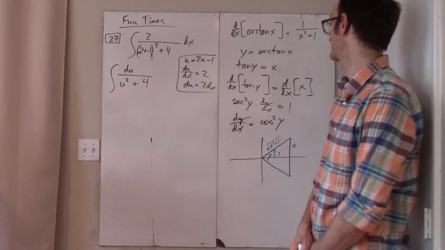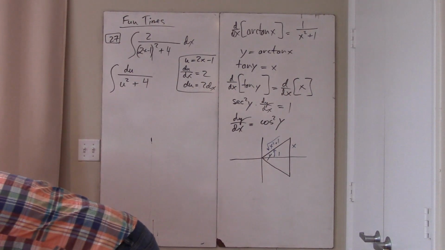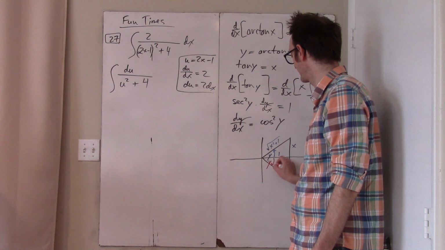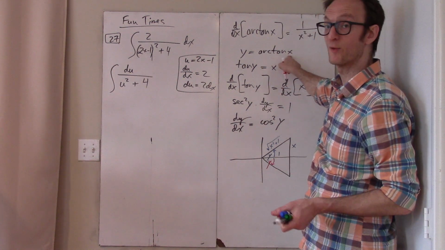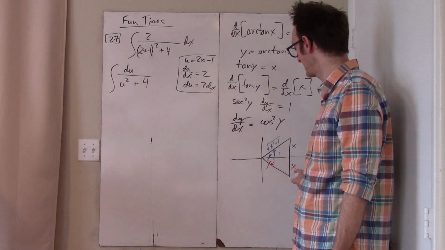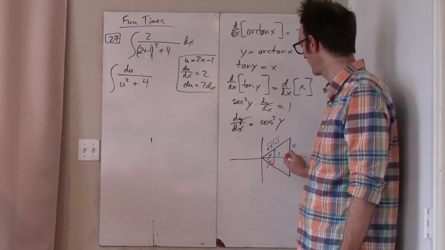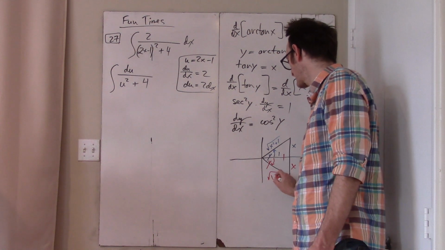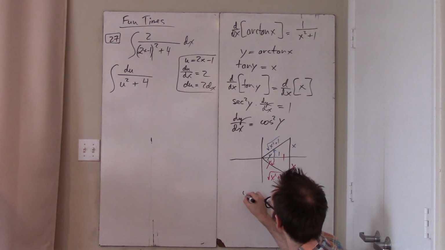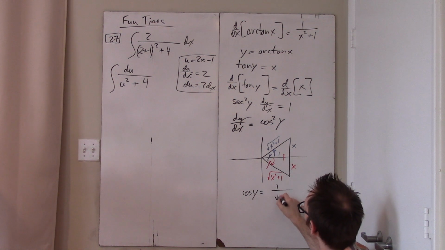That's if x is positive, but if x is negative, I'll switch colors, although it might not be apparent from the video. If instead x is negative, then the arctan of something negative will be a fourth quadrant negative angle, so I label that negative. And it's still true that the tan of this angle is x over 1, and it's still true that this is root x squared plus 1. So in both cases, I see that the cosine of y, cosine of the arctan, so to speak, is 1 over root x squared plus 1.